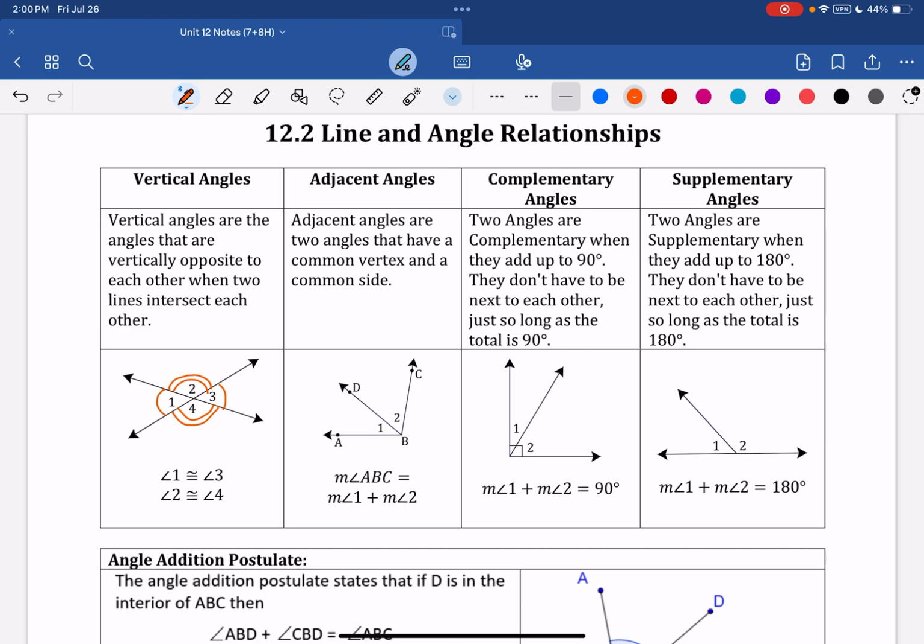Adjacent angles are two angles that have a common vertex and a common side. They are just next to each other. They share a side.